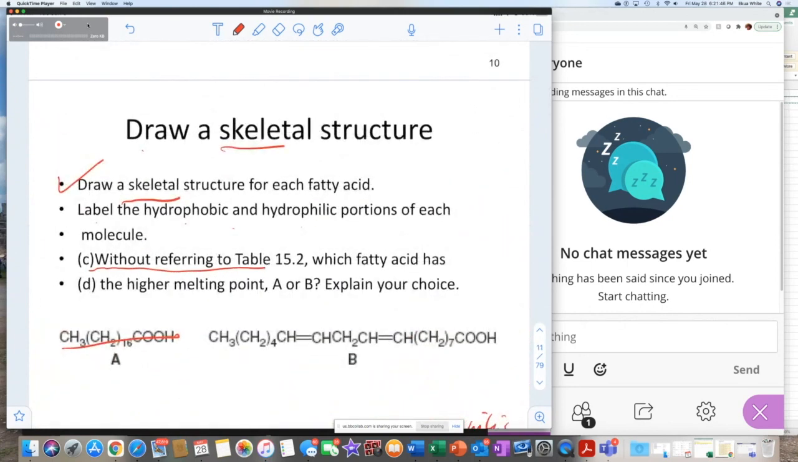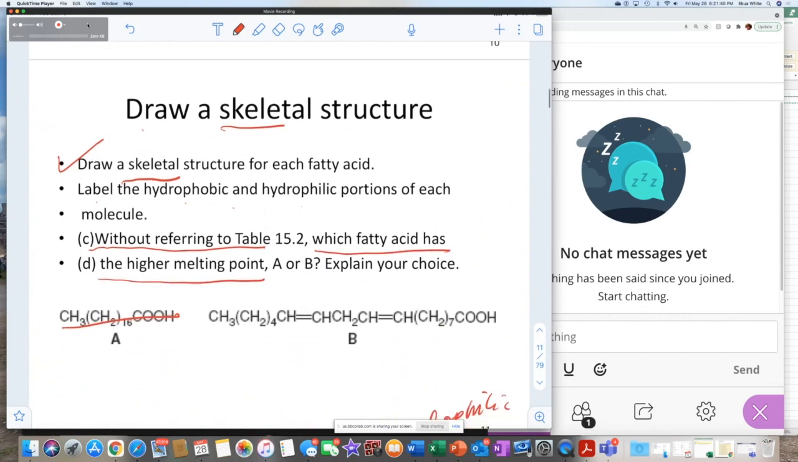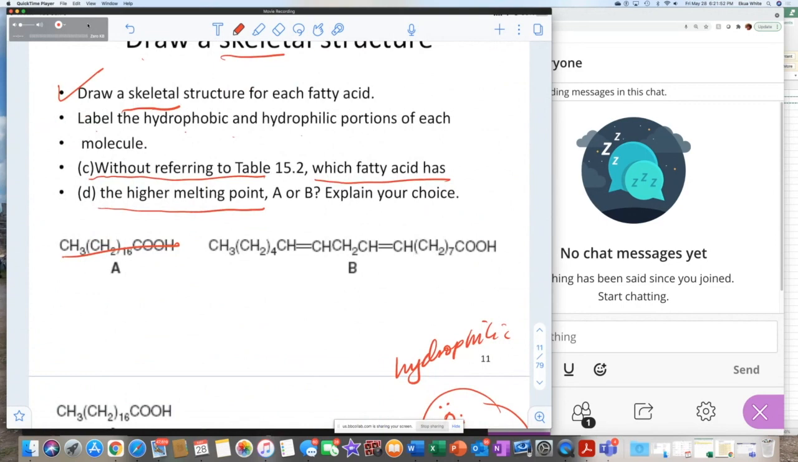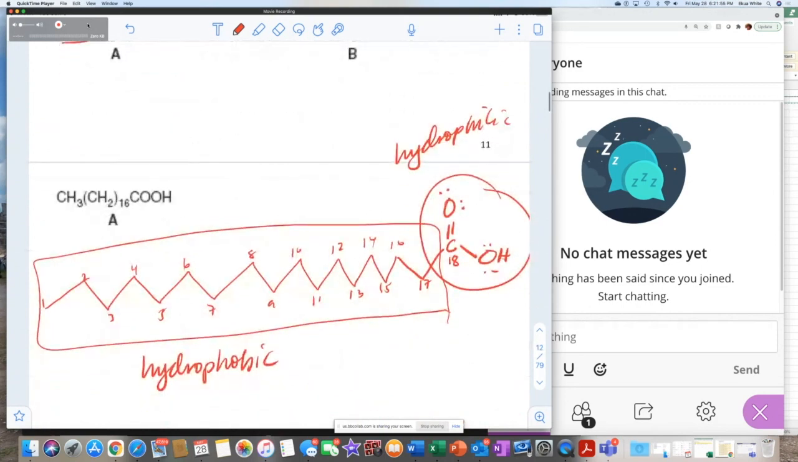Without referring to table 2, which fatty acid has the higher melting point? Oh, okay. Well, I'm not done with both of them. But remember, this will have a higher melting point. Higher. Ooh, how do I spell higher?